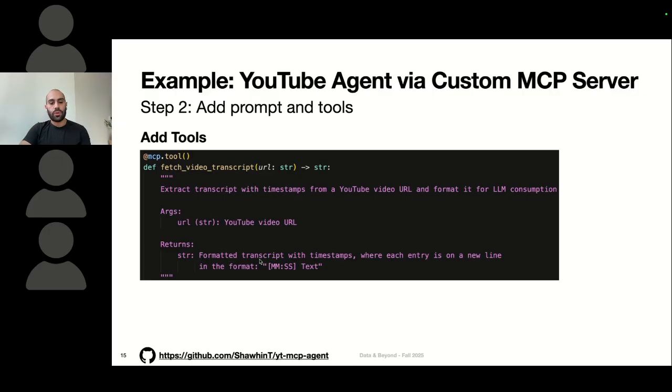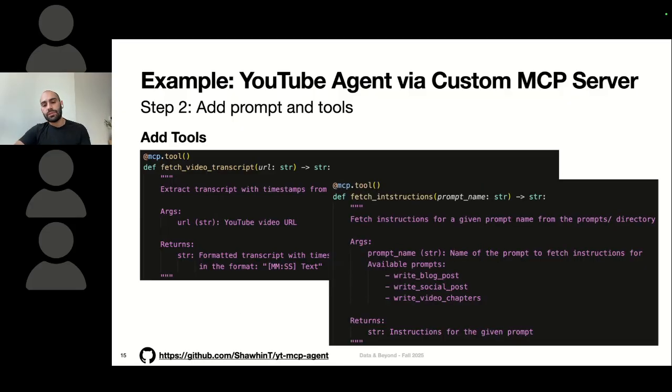And then finally, we have its returns, which is just describing what the LLM can expect to get from this function, which is a formatted transcript with timestamps, where every entry is on a new line in the format of the timestamp and then the text from that timestamp. This is important because the LLM needs to know what do I need to pass into this function, and what can I expect to get out. I've omitted the actual Python code just because it's quite long. It wouldn't fit on the slide. It's all on the GitHub though.